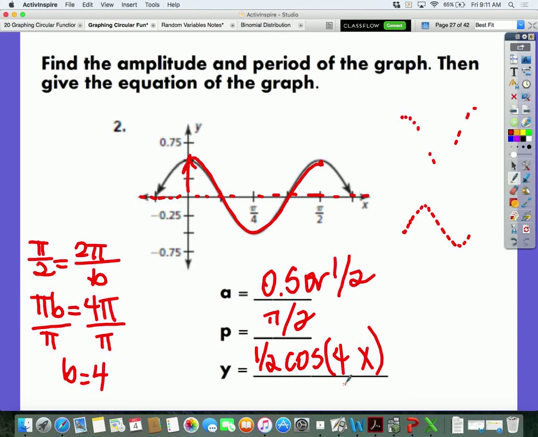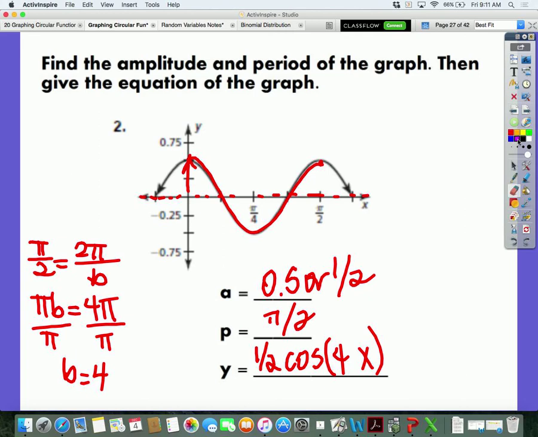Okay? Now, before we move on from this, I am going to go one step further on this problem. And I'm going to ask you to write a sine function for this particular situation. Okay? Now, when I ask you to write a sine function, is my amplitude going to change? No, it's not. Is my period going to change? No, from max to max, the period is still pi over 2.